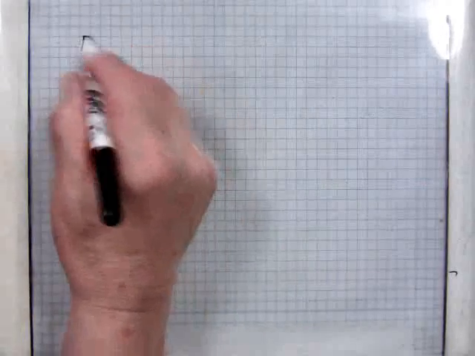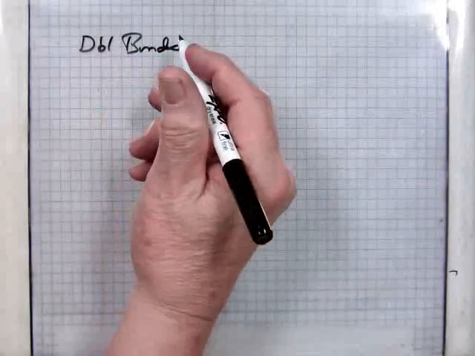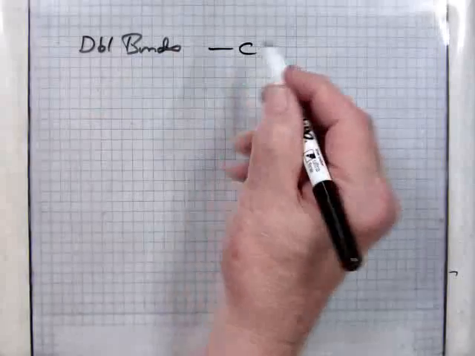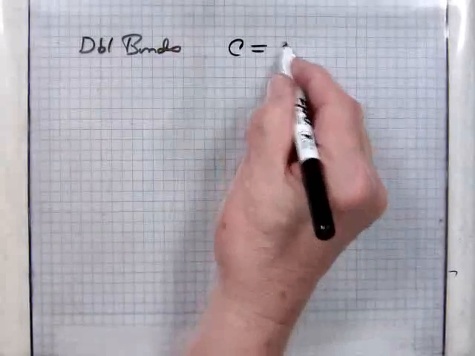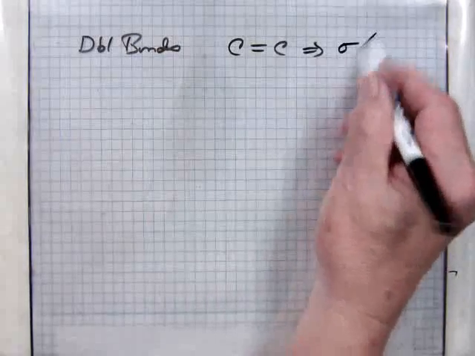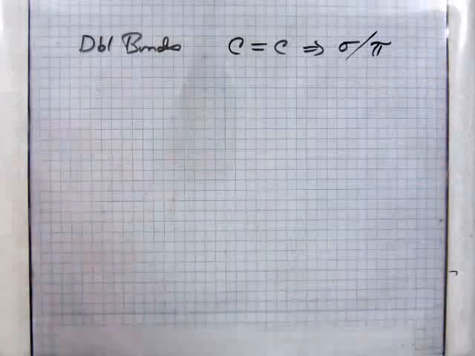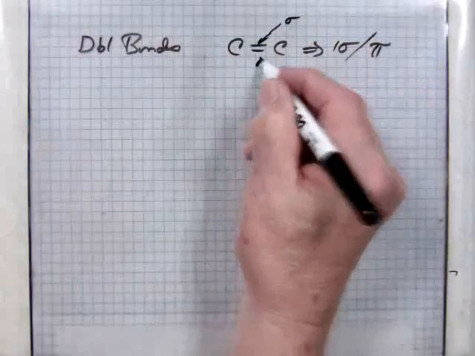Okay, for double bonds, no matter where, no matter what, do it like this. You always have a sigma and 1 pi. 1 sigma, and the other one is a pi bond.